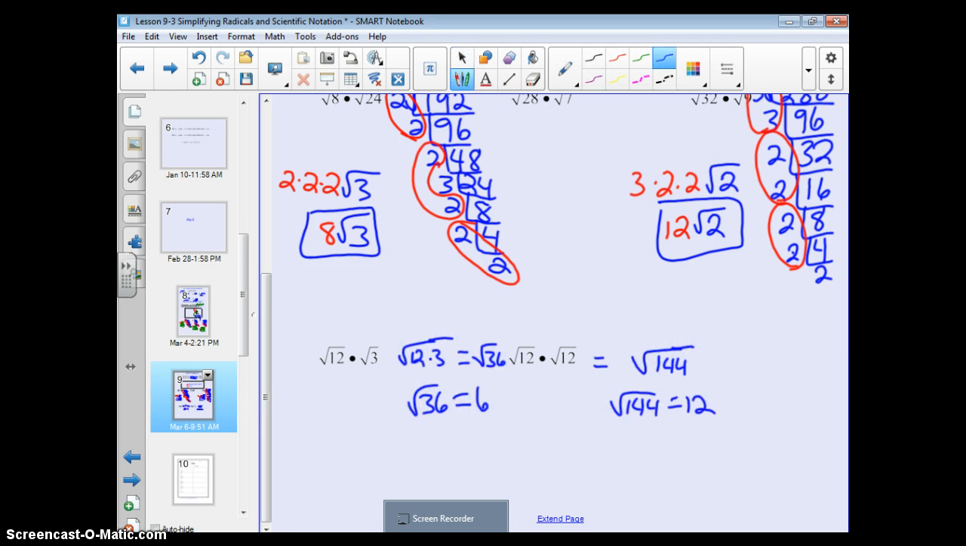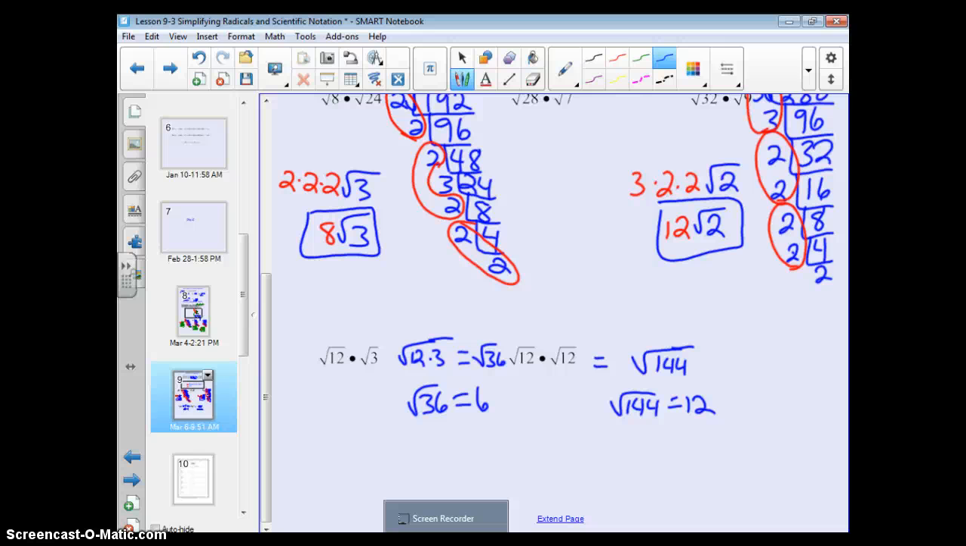Okay, so these last 2 were kind of tricky. If you were to multiply square root of 12 times square root of 3, you would get square root of 36. Now, square root of 36 should jump out at you because it is a perfect square, okay? So instead of having to simplify by dividing by prime factors, we know that square root of 36 is 6.